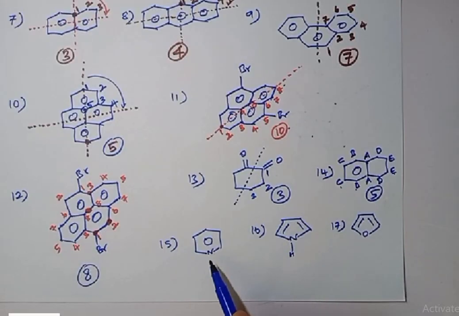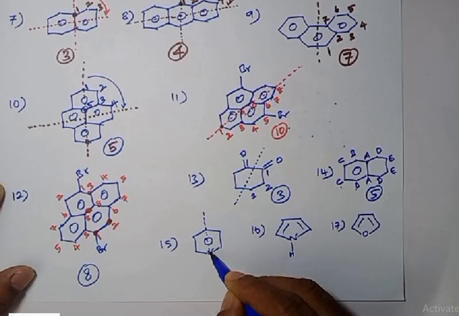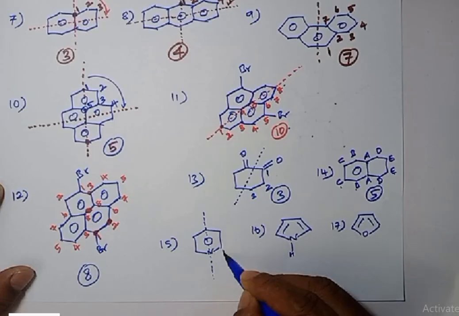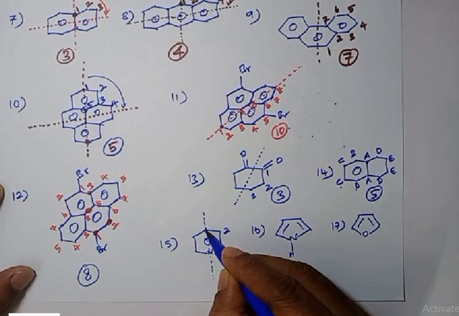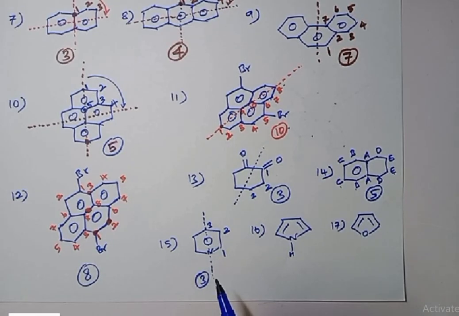This is pyridine. In pyridine, yes, we can keep a plane passing through this carbon and the nitrogen. We have a plane here, which divides the molecule into 2 equal halves. Now you count the number of carbons, 1, 2. And another carbon passing through the plane, you should count that also. So, pyridine has 3 magnetically non-equivalent carbons. So, it will give 3 signals in the C13 NMR spectrum. Okay.